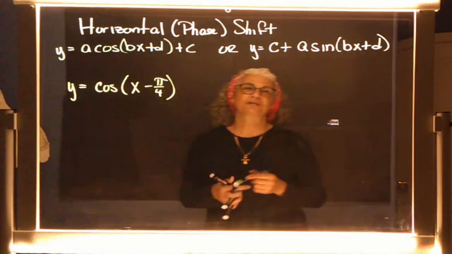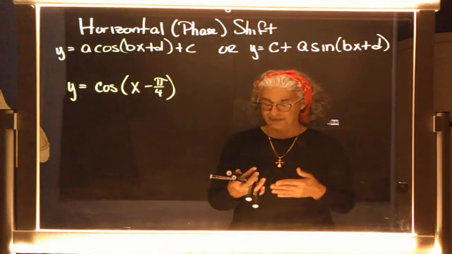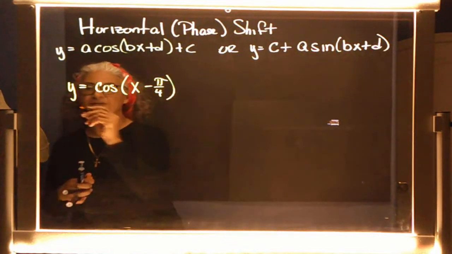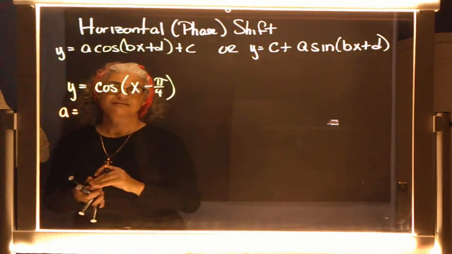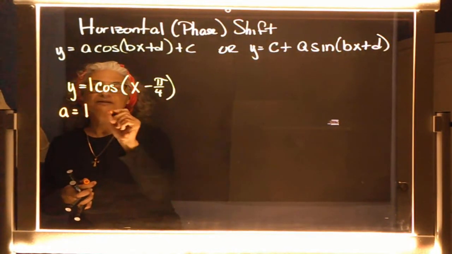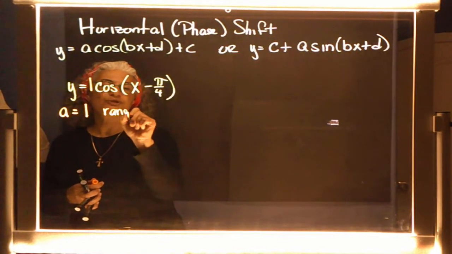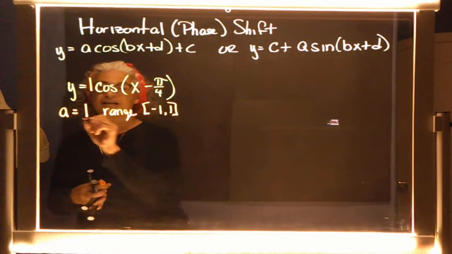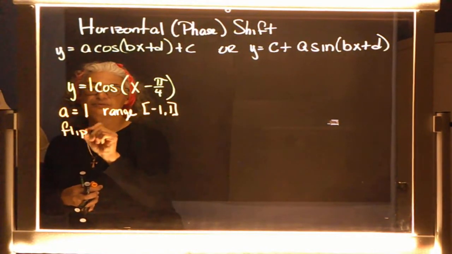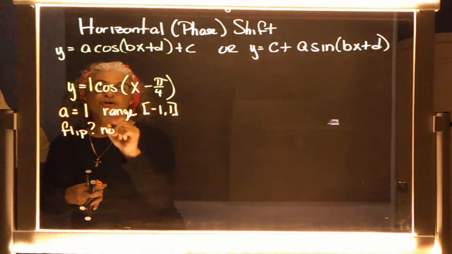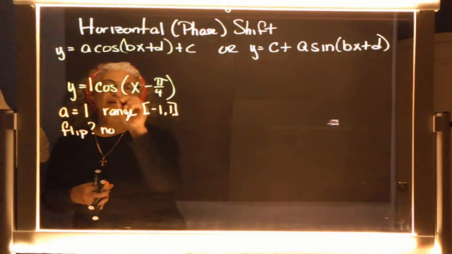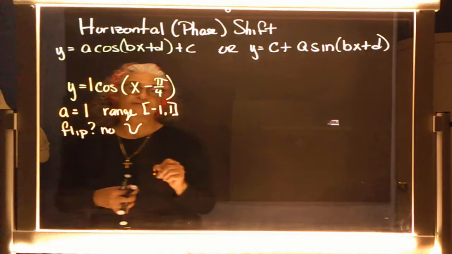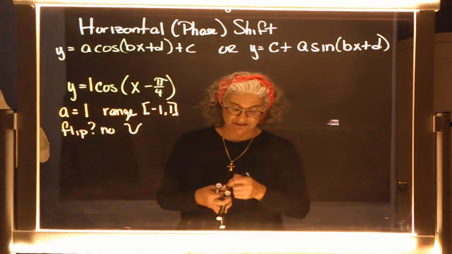Okay, so we're like, well, where do we start? Back at the beginning, amplitude. My amplitude is what? It's a 1, which tells me my range, which would be from -1 to 1. I ask myself, does it flip? The answer is no, because that 1 is positive. And cosine is a valley graph, so I better get a valley graph, right?